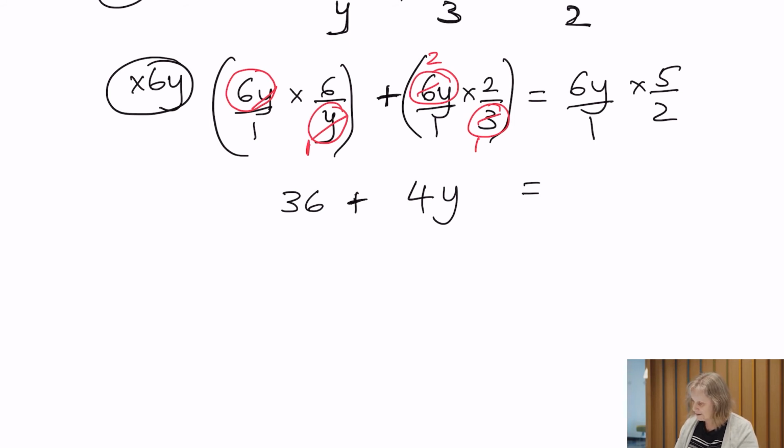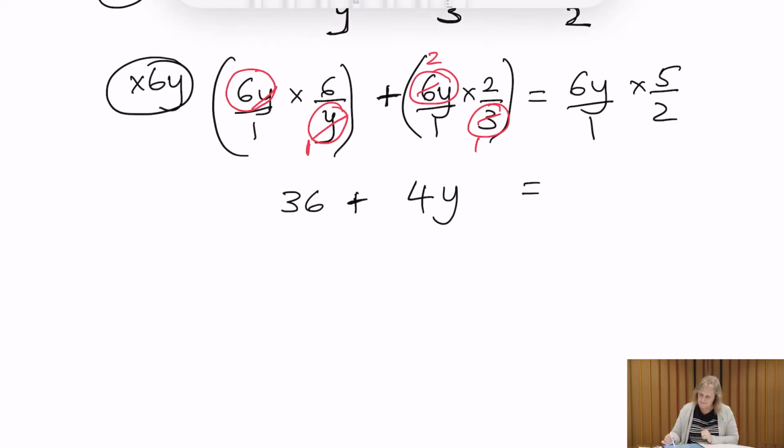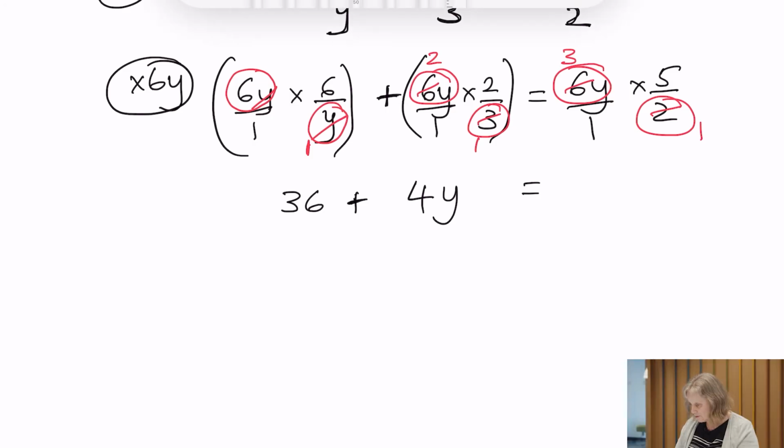Likewise, on the right-hand side, looking at the diagonals, we've got 6y and 2, and both of those are divisible by 2. So 6 divided by 2 gives me 3, and 2 divided by 2 gives me 1. Multiplying across, we now have 3y multiplied by 5, which gives us 15y over 1 times 1, so we're not going to write that over 1. Now we've got rid of all the fractions, and it's easier for us to continue. We can add like terms.